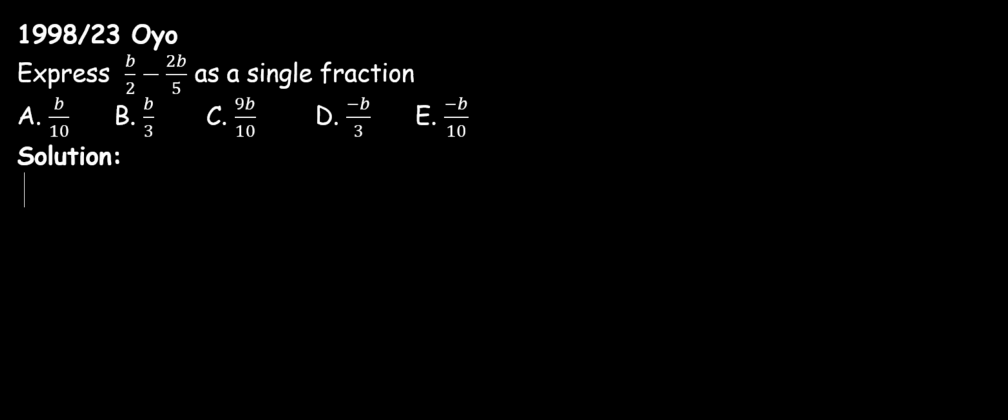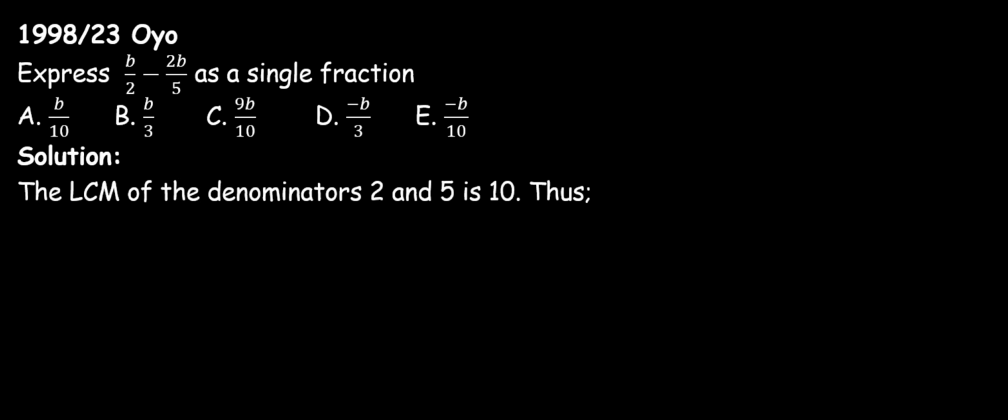Solution. The LCM of the denominators 2 and 5 is 10. Thus, our given problem will be equal to, at the denominator, we write our 10, and when 2 divides 10, you have 5. So 5 times b will give you 5b. Minus, when 5 divides 10, will give you 2. 2 times 2b will give you 4b. And that's why we have 5b minus 4b there at the numerator, divided by our 10. And that will be equal to b over 10.